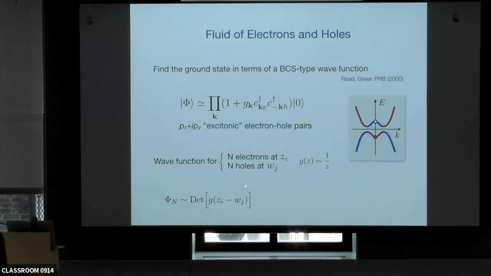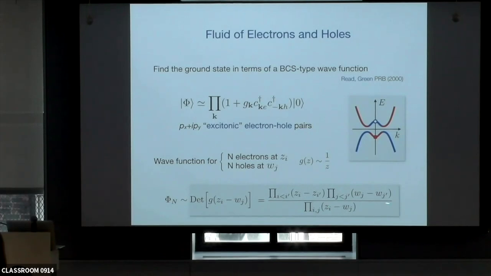And so then you can proceed by just working out what that wave function should be by taking the many-body wave function as the determinant of this g of z_i minus w_j. And if you use this, then what you obtain is this form here shown on the right-hand side. That already shows you that it's a little bit similar to what I've shown before.